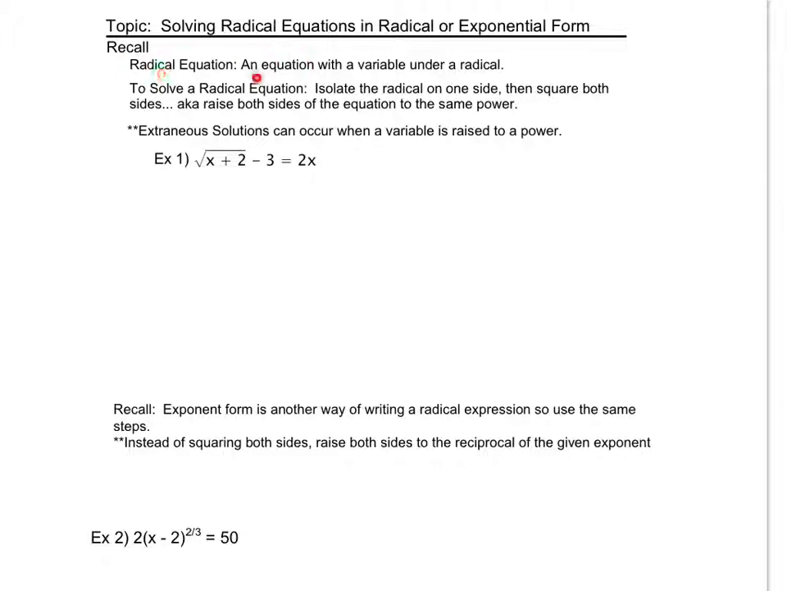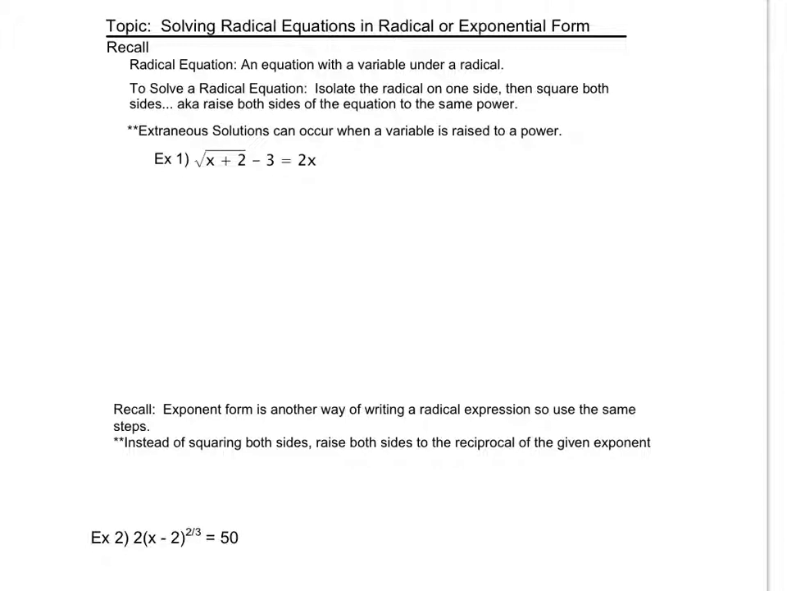A radical equation is an equation with a variable under a radical. And if we want to solve a radical equation, we will isolate the radical on one side and square both sides. I'm going to extend on that and say raise both sides to the same power. So it may be a power of 2 with squaring, or it may be a power of something else. We also have to make sure and check for extraneous solutions, so solutions that show up but don't really work, specifically if we have a variable raised to a power.